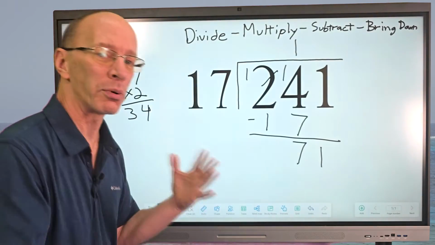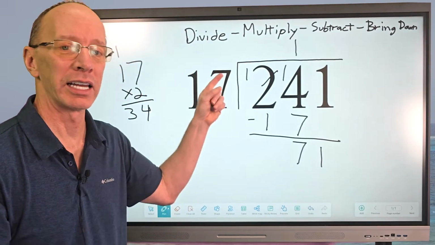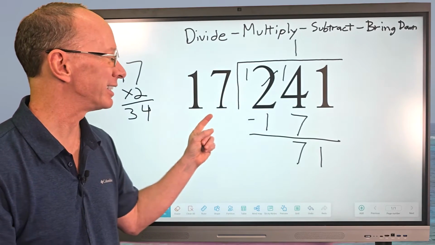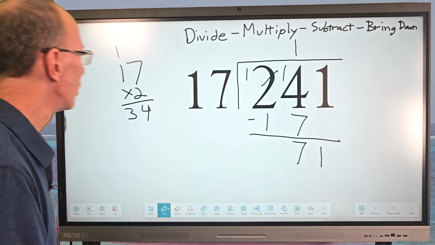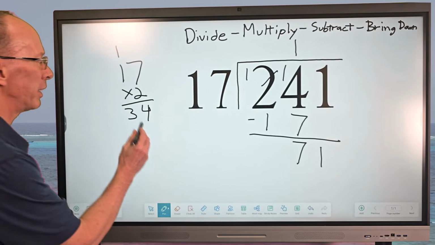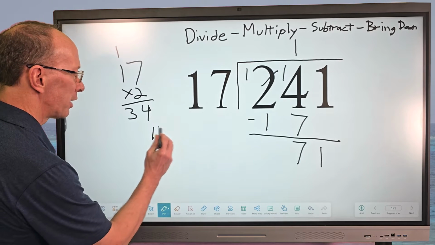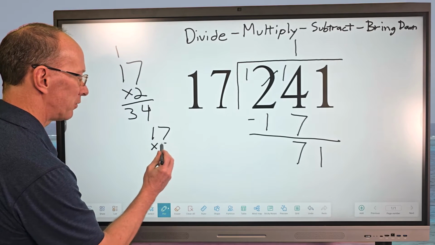And then I start the whole process over. I'm going to start to divide again. So again, how many times can I put 17 into 71? Well, I'm going to have to make a little bit bigger number. So I'm going to try 17 times 5.